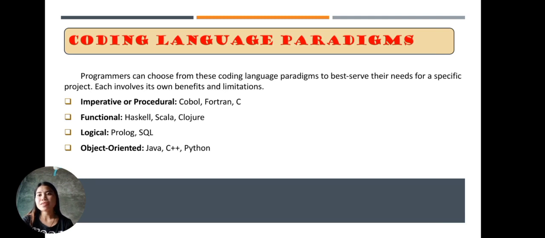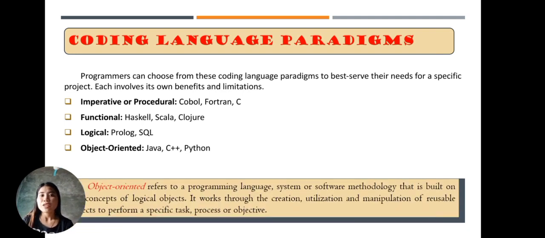Next is the coding language paradigm. Programmers can choose from these coding language paradigms to best serve their needs for a specific project. There are lots of coding language paradigms, but we focus on C++ computer programming because it is object-oriented, working through the creation, utilization, and manipulation of objects to perform specific tasks. Specifically, it is built on logical concepts.